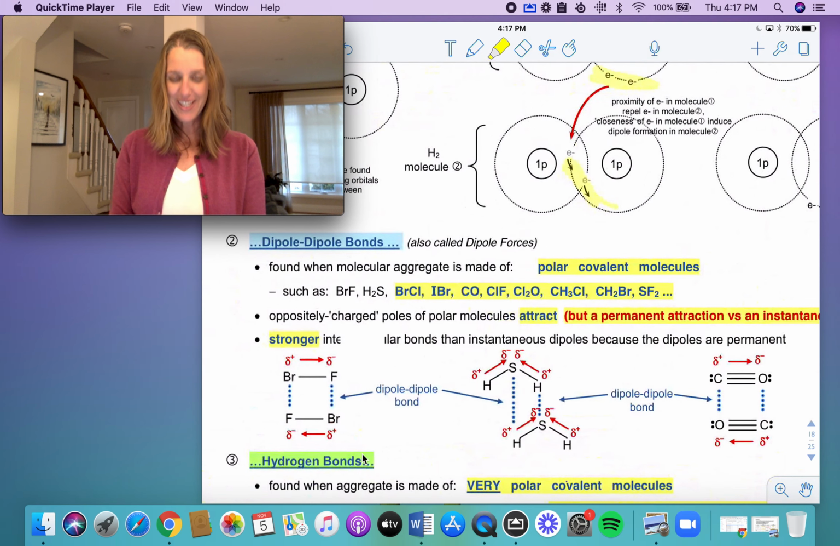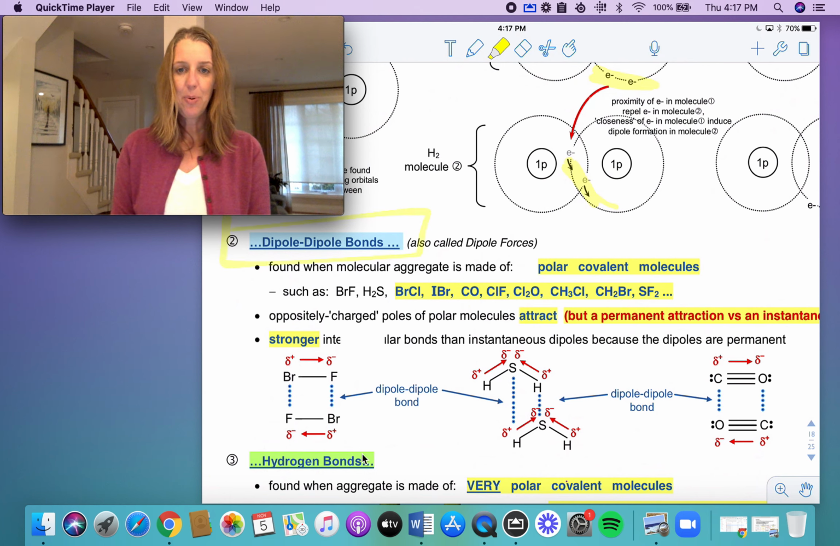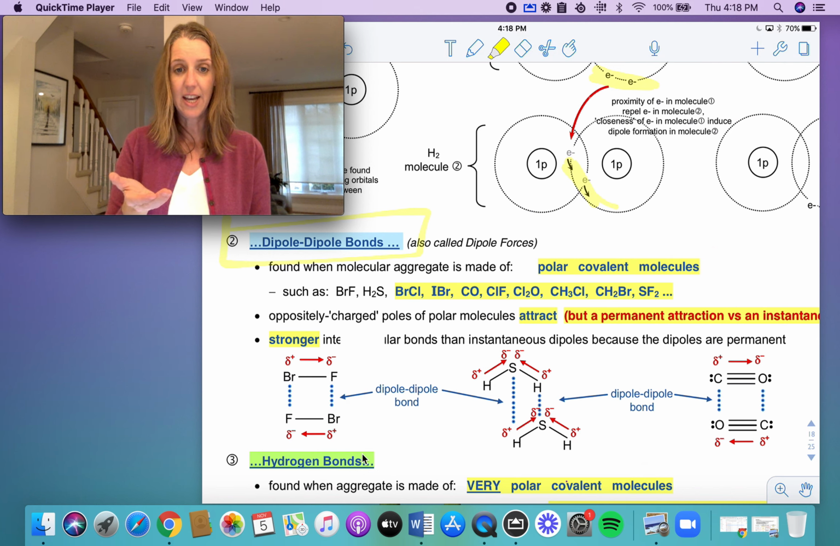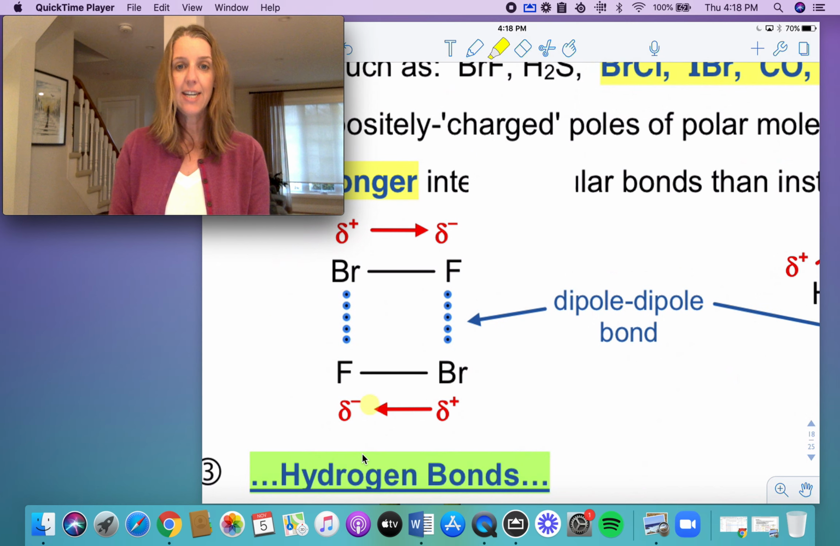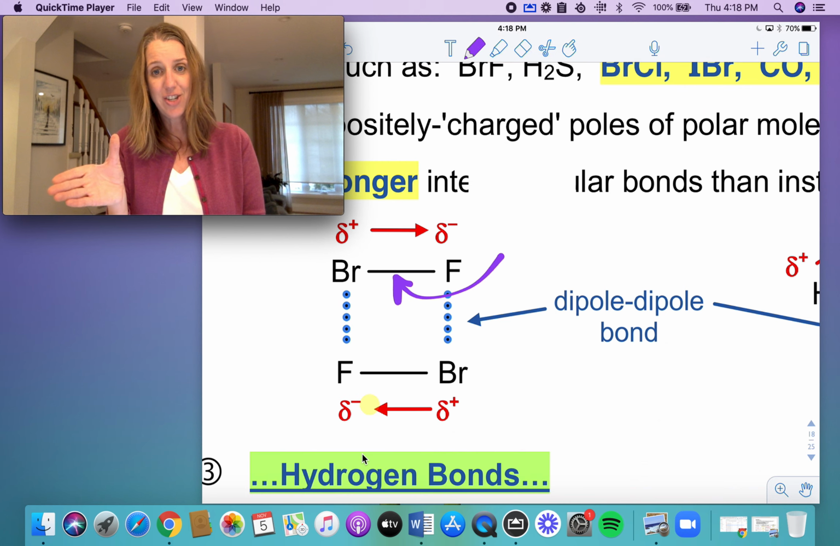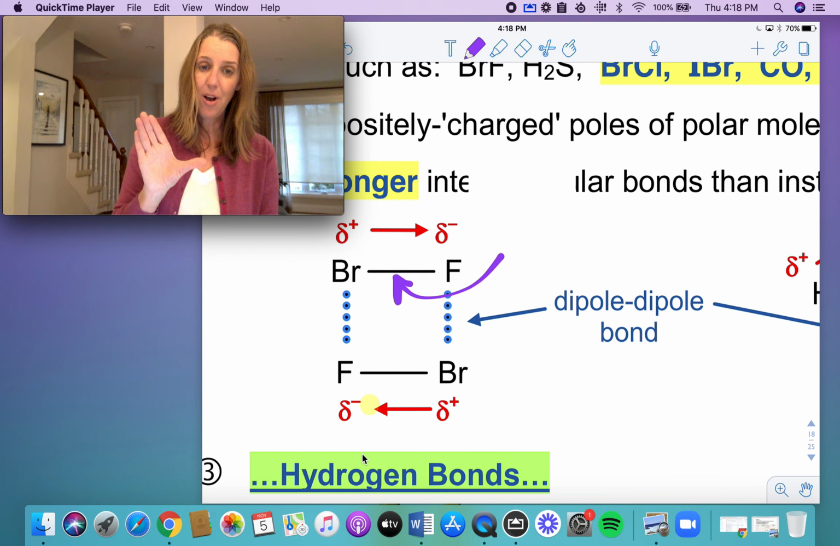The next one, let's go over this one again. Number 2 is called a dipole-dipole bond. So here we have to find molecules that are polar covalent. How do they become polar covalent? Remember, there's a slightly negative character on one side and a slightly positive character on the other. For example, what if I'm looking at an aggregate of bromine and fluorine put together? Okay, non-metal, non-metal. What's the name of this bond here? The intramolecular bond is polar covalent, meaning that you're going to have one side of the molecule with a slightly negative character. The other side of the molecule will have a slightly positive character.